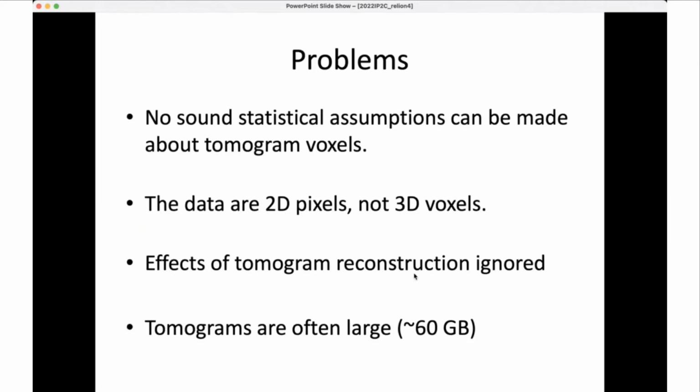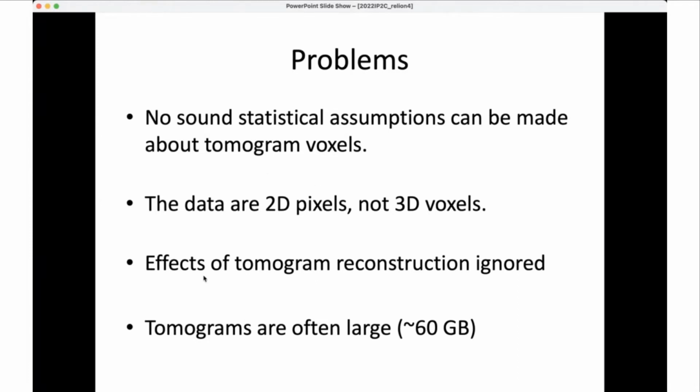This, however, has some problems, and that is because we try to now fool Relion with three-dimensional particle images and, therefore, a three-dimensional noise model on these images. But the data that we actually collect and where the actual noise happens is in the 2D projection images of the tilt series and not in the 3D voxels of these sub-tomograms. And that means that it's very hard to make sound statistical assumptions about the sub-tomogram voxels.